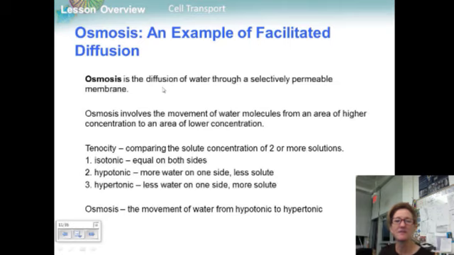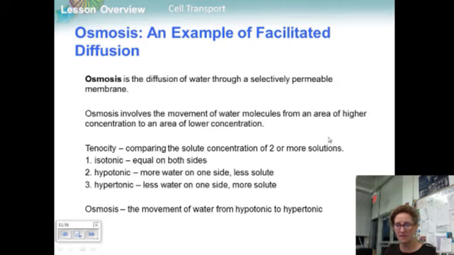So osmosis is the diffusion of water through a selectively permeable membrane. Osmosis involves the movement of water molecules from an area of high concentration to an area of low concentration. A few vocabulary words for you. Tonicity. Tonicity is comparing the solute concentration of two or more solutions. So when you're doing tonicity, you're comparing them.